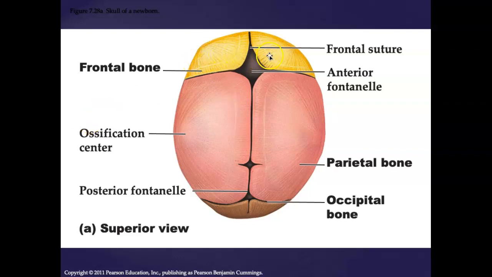You can see here there's even 2 frontal bones here initially as they join and fuse together. The anterior fontanelle is a big one here. This one gets a lot of press. This is an important one.